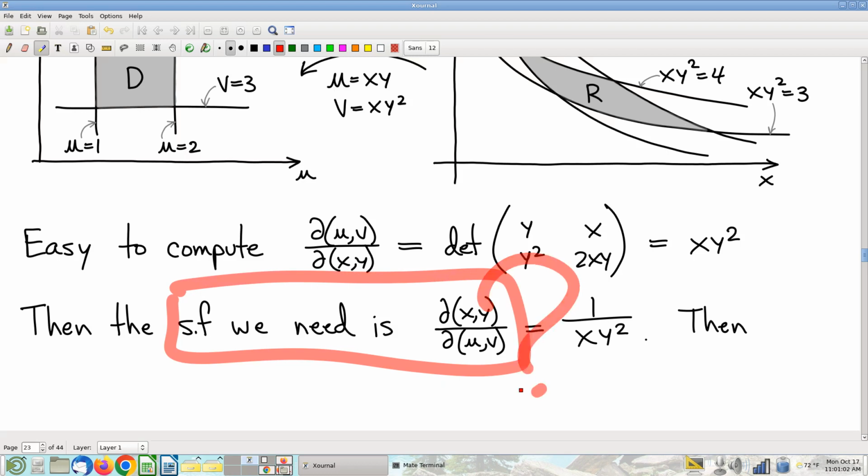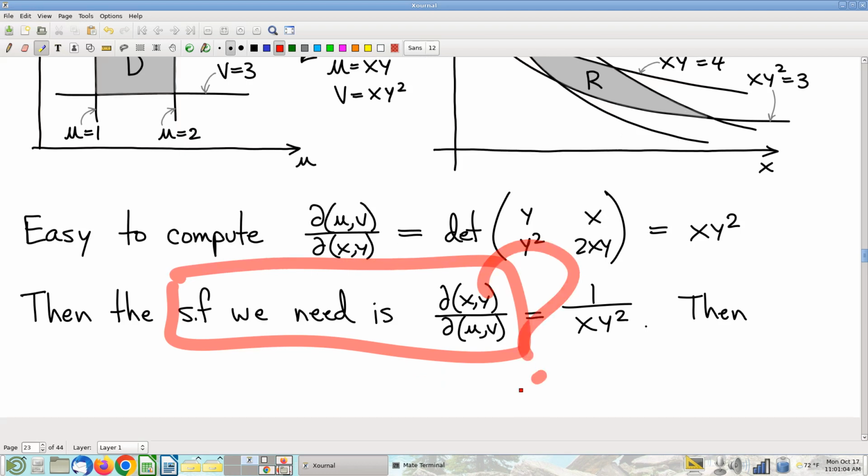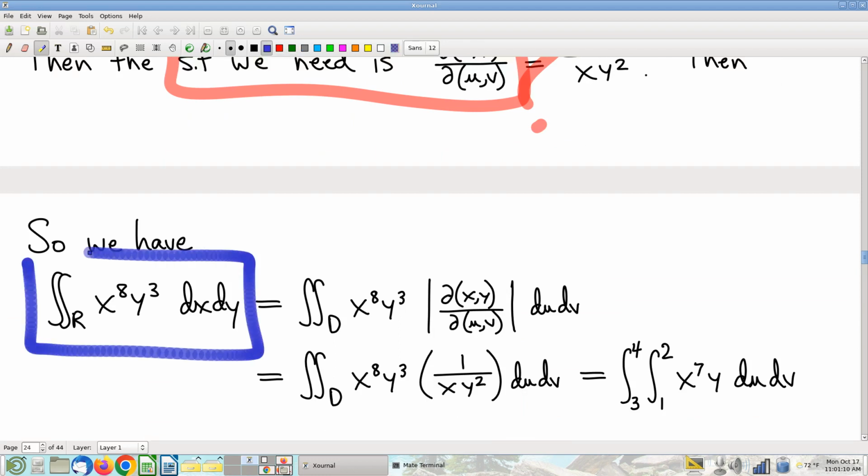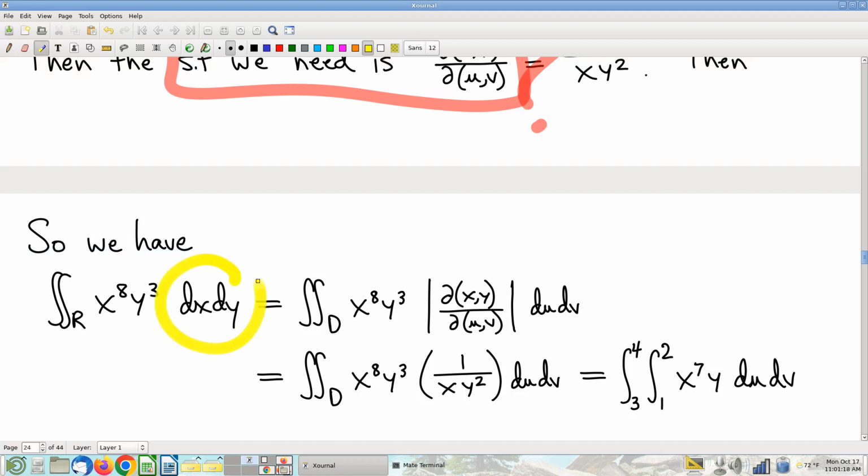Why is this the one that we need? Go down to the algebra on the next page. Keep in mind what I've been asked to compute. I've been asked to compute this integral in the xy plane. I want to rewrite that in the uv plane. So I'm going to need whatever stretching factor it is, whatever that thing is that multiplies by du dv to give me dx dy.